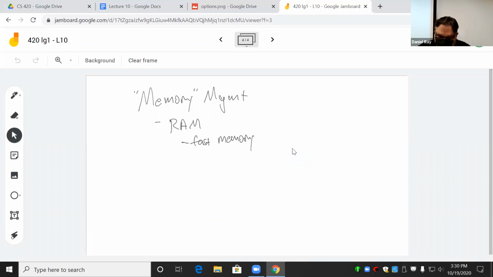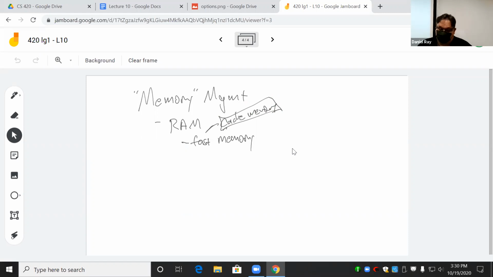In fact, the only memory that is faster to access, read, and write than RAM is the cache memory that is on the CPU itself. That's the only memory that's faster than RAM. RAM is where the programs exist. Instructions and data exist when the processes are running.